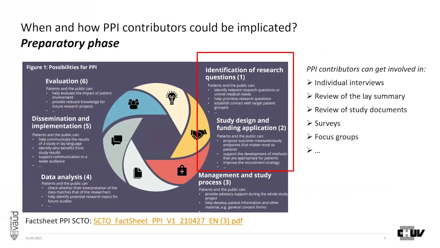So if we come back to the figure you've already seen before, if we talk about the preparatory phase, as it was presented to you, PPI contributors can help you to identify relevant research questions or medical needs, help you prioritize research questions, and establish contact with target patients or other partners they know, or other examples.